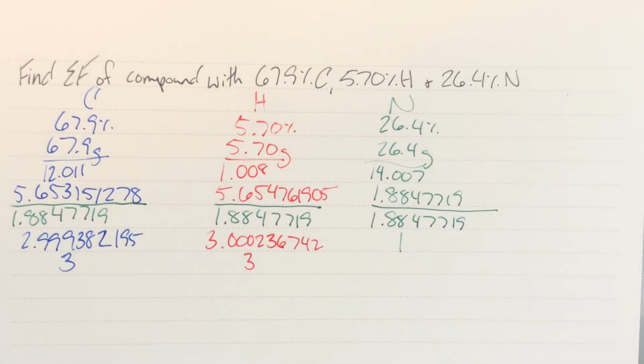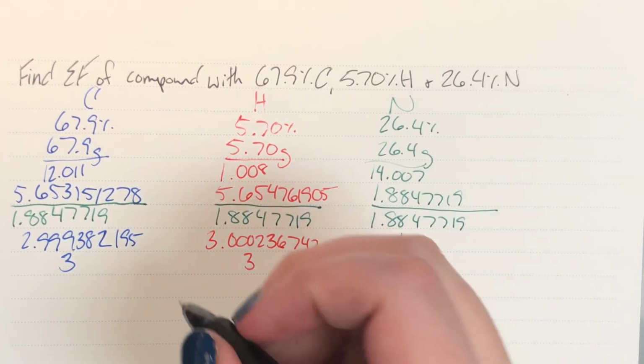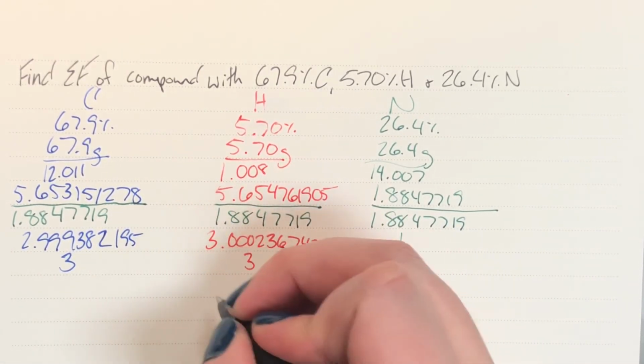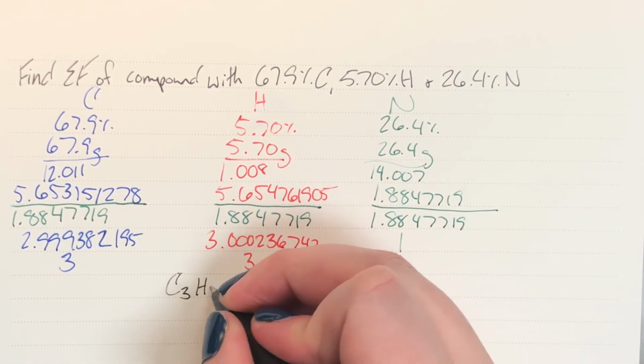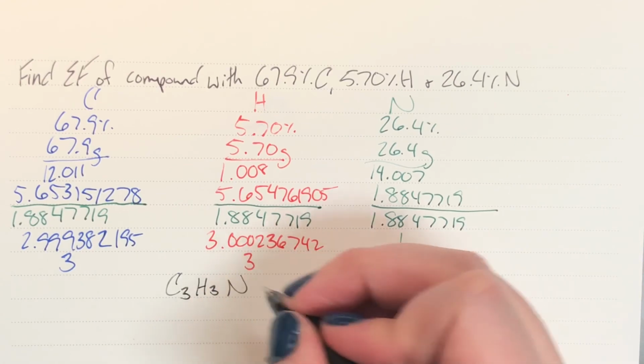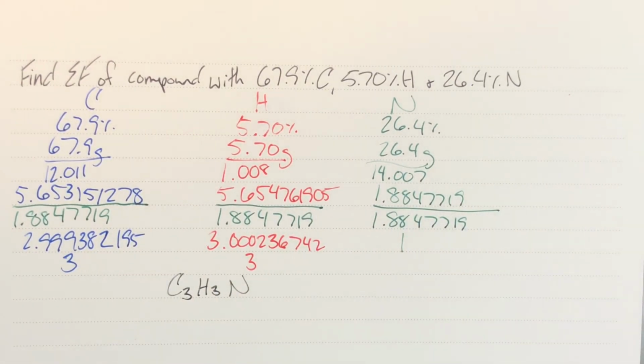Since all of these numbers are already whole numbers, I don't need to multiply them by anything, and I can go ahead and just establish the formula. So we're going to have C3H3N, no subscript because we don't write ones. And that's it.